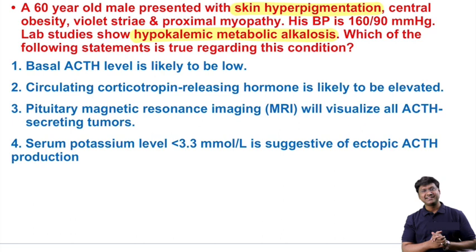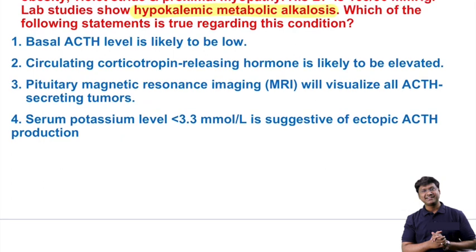First of all, it is suggestive of Cushing syndrome. Now, how can you tell that the patient is suffering with Cushing syndrome? Because the individual is having central obesity, right? Violet striae is there, and then proximal myopathy is also there.